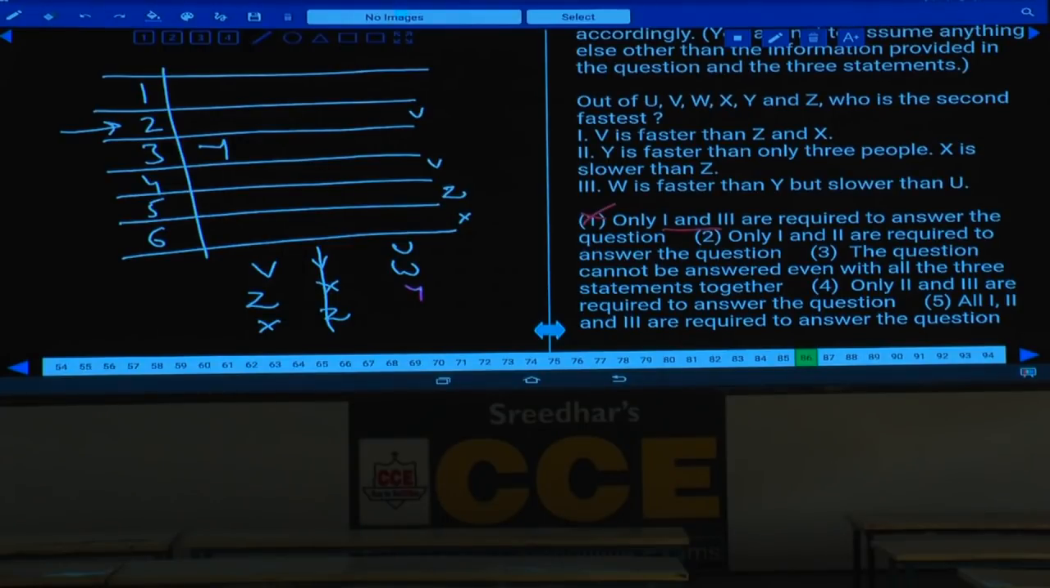Hence, choice 2 is also ruled out. Then the question cannot be answered with even all the 3. That is, as of now, we cannot determine this. Then only 2 and 3. Then only 2 and 3, if you take, what is 3 here?